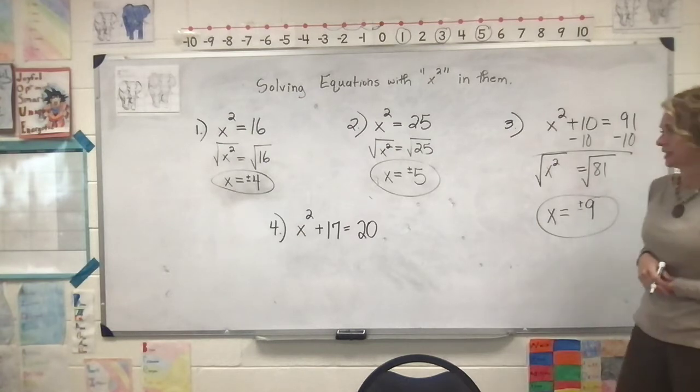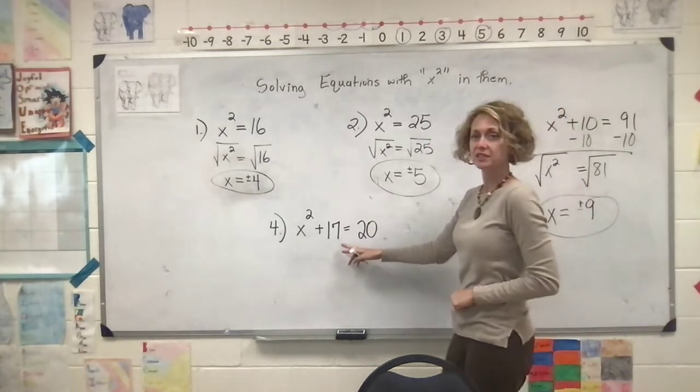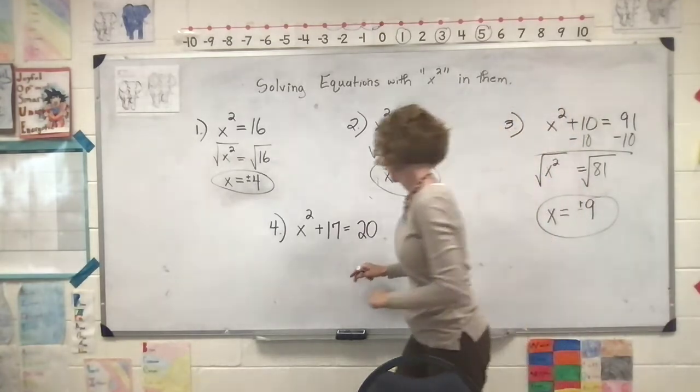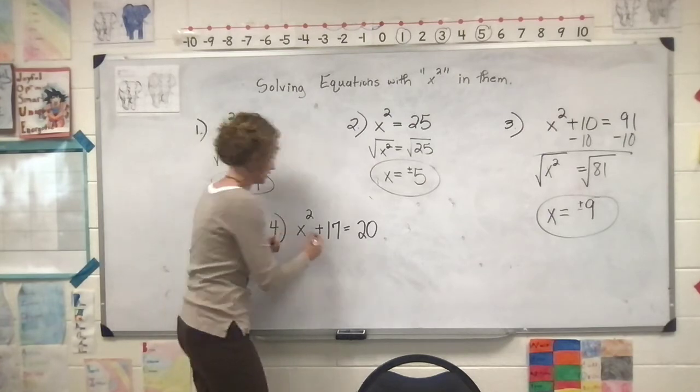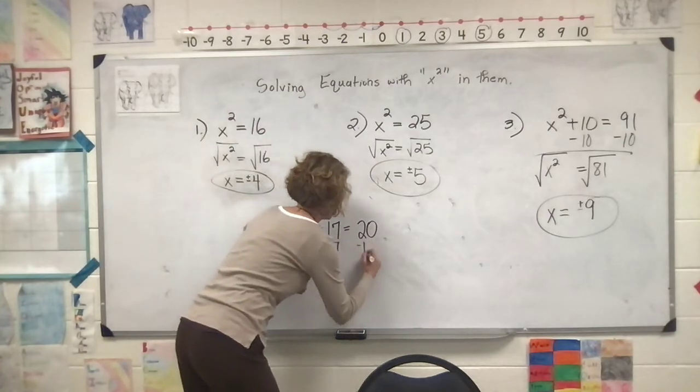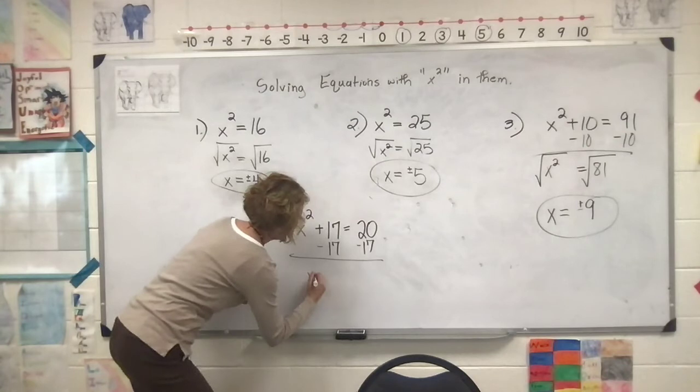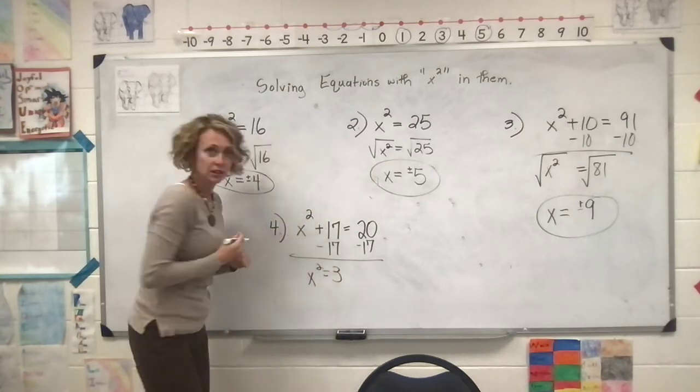One more I want us to look at in this lesson is x squared plus 17 equal to 20. Notice that I still need to get my x squared term isolated. So I'm going to subtract 17 from both sides. That gives me x squared equal to 3.